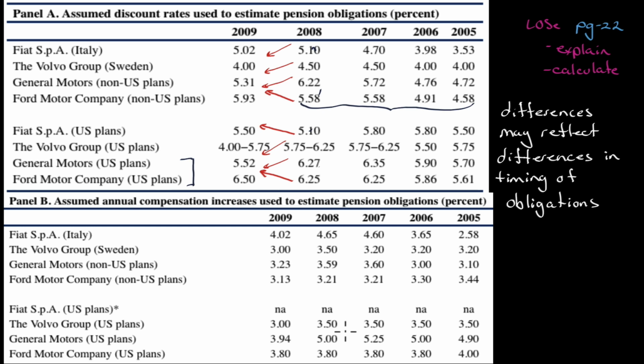Now here's what I want to draw your attention to. Ford is increasing its discount rate for non-U.S. and U.S. plans, while it has been decreasing the amount that it's going to raise its compensation by. So if I were going to red flag something, I'd red flag Ford with a few questions saying, hey, you know what, I've got some questions because there's something not consistent here.